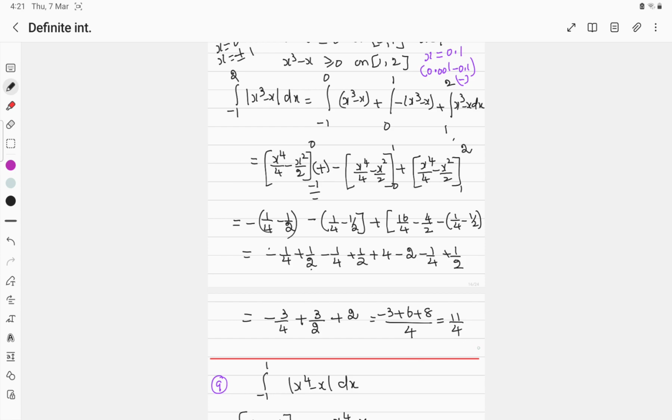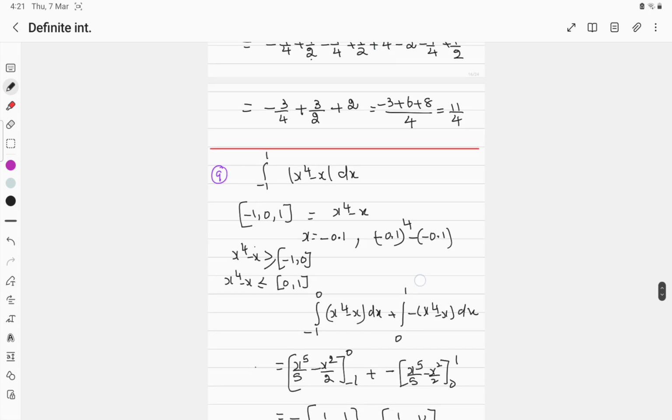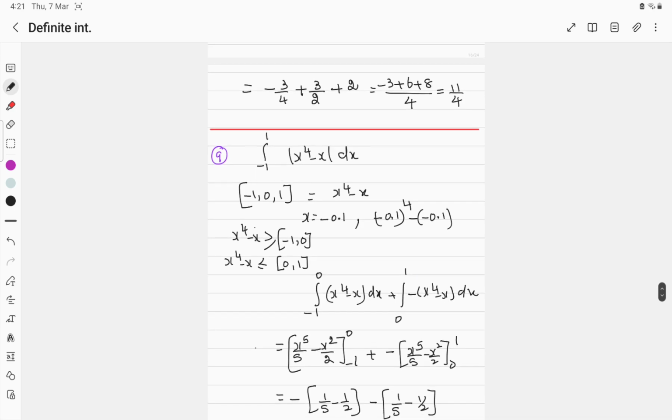So answer is 11/4. Here also, next question 9. Integral from -1 to 1 of the absolute value of x power 4 minus x dx. So x power 4 minus x lies in the interval, x is equal to 0 or x is equal to -1 or x is equal to +1.